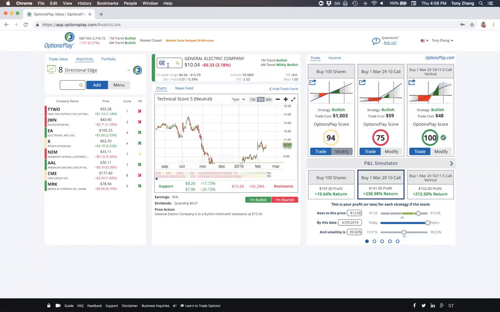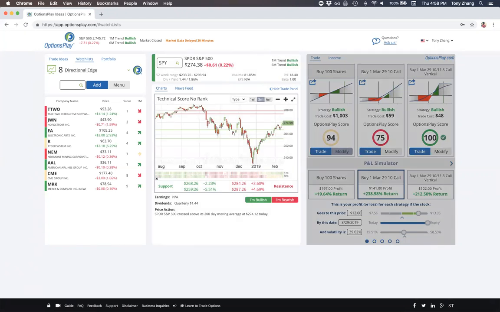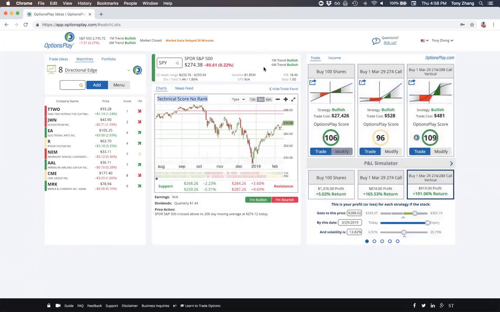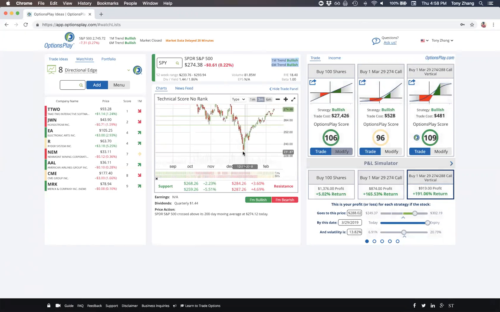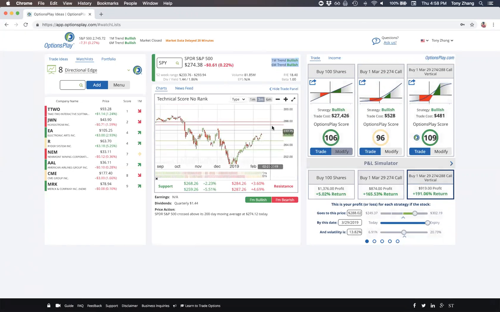SPY. SPY is the market, so we don't have a technical score on SPY. You just have the 1 month and 6 month trend. The market has really rallied significantly from this low. So it's difficult to go long, but as you can see, there's still some upside to higher. So I think at least 280, 284, where this trend continues, are conservative targets.